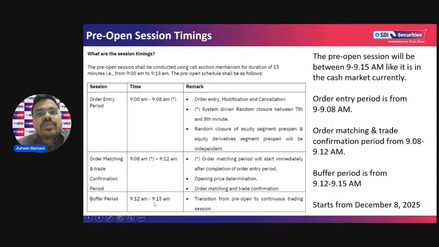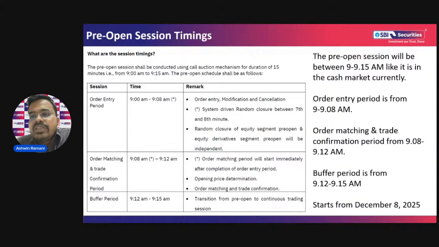And then nothing happens from 9:12 to 9:15. That 3 minutes is just a buffer period where the transition from pre-open to the continuous trading session happens. So if you are placing orders, ensure you complete it by 9:07, because anytime between the 7th and the 8th minute the system can close. So 9 to 9:07 is the order entry period, 9:08 to 9:12 is the order matching period, and from 9:12 to 9:15 is your buffer period, and 9:15 is when the market starts. And this facility will start from December 8th onwards.